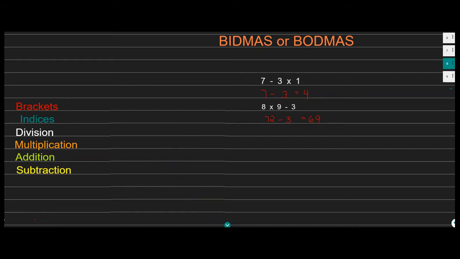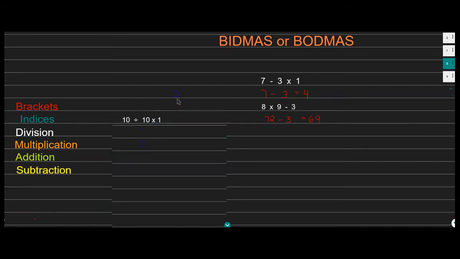Let's try another example. We have 10 divided by 10 times 1. We have division, which is here, then we have multiplication, which is here. Division and multiplication can be interchanged, whichever comes first. So we divide 10 divided by 10, which will give you 1, times 1. So 1 times 1 will give you 1.